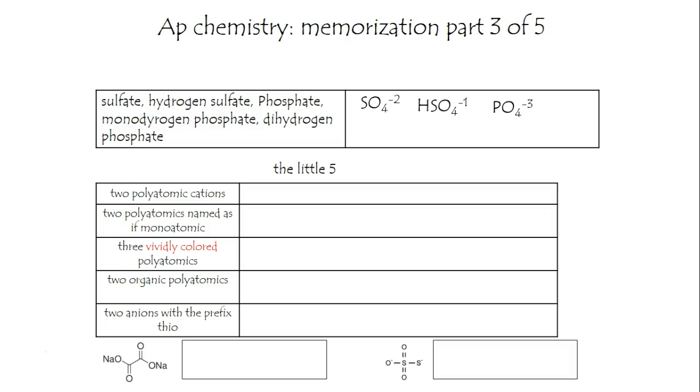Monohydrogen phosphates, analogous to the hydrogen phosphate, would be HPO4. Charge goes down to -2. And just dihydrogen phosphate would be H2PO4 -1. Give me 2 polyatomic cations. Well, I know NH4 plus, but the other one, Hg2 with a +2. That's a very rare one.